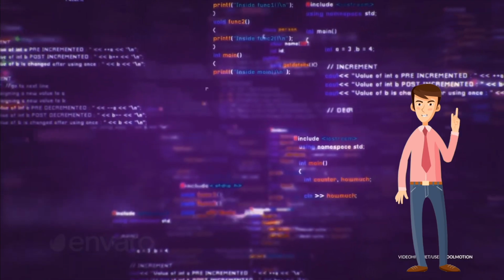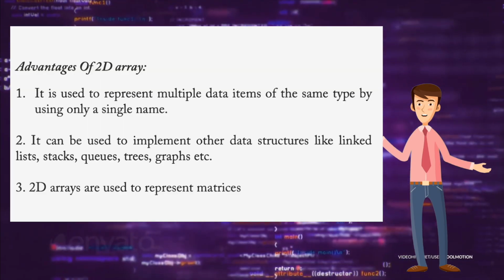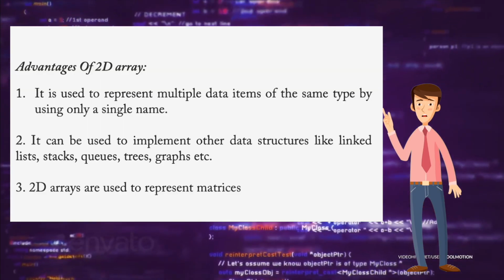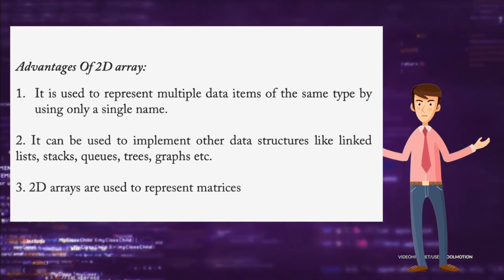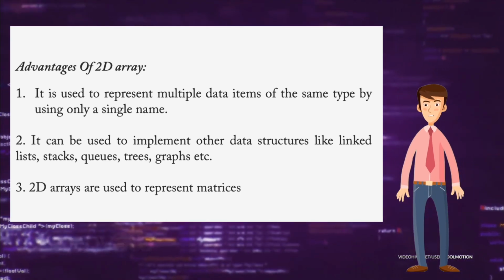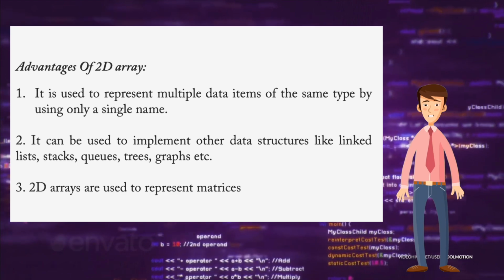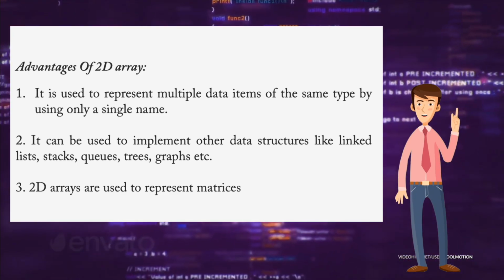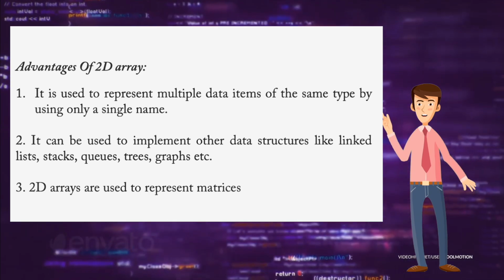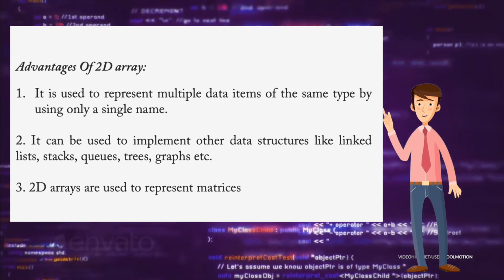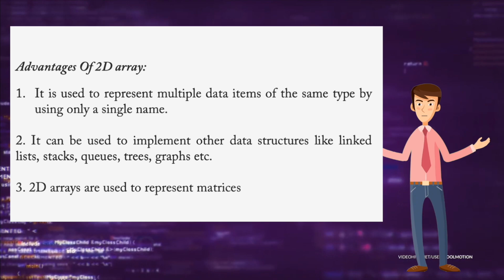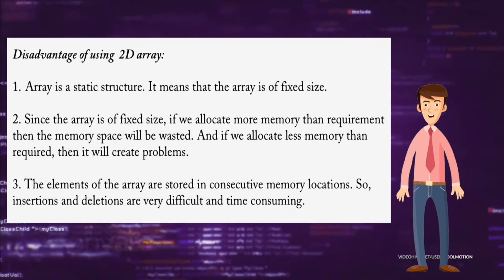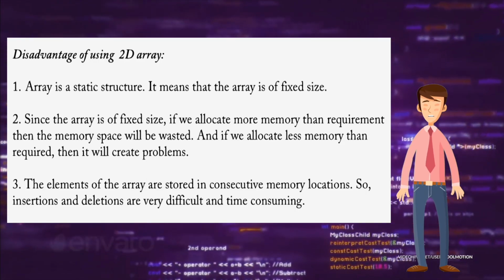To sum up the ideas, the advantages of using a 2D array: It is used to represent multiple data items of the same type by using only a single name. It can be used to implement other data structures like linked lists, stacks, queues, trees, graphs, etc. 2D arrays are used to represent matrices. Disadvantages of using a 2D array.